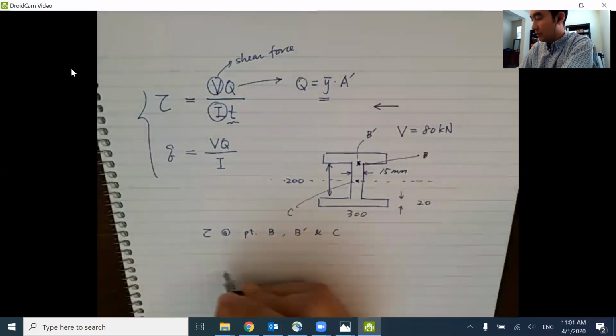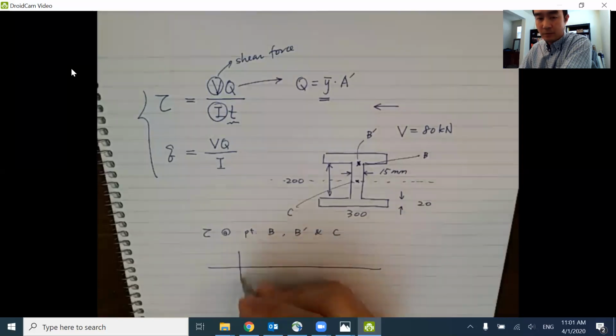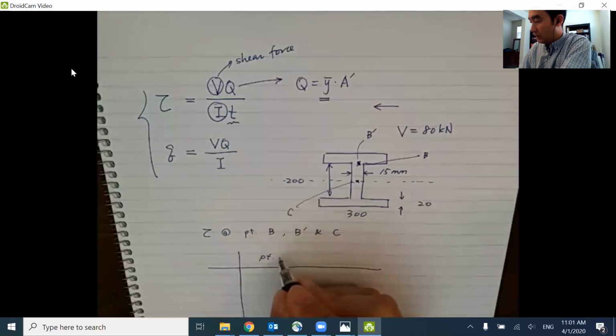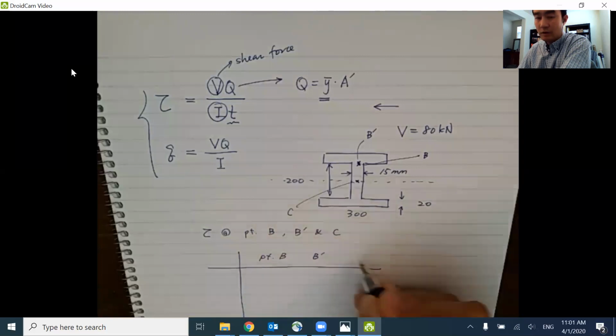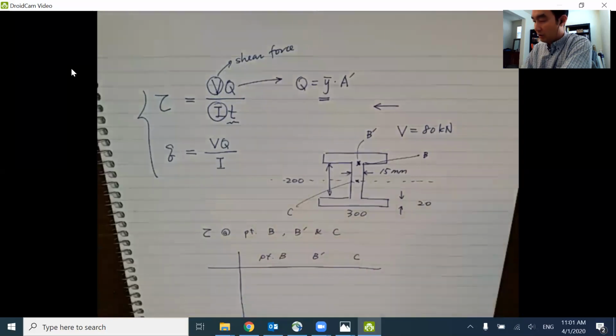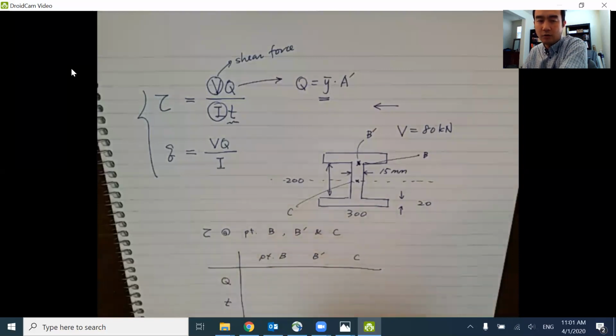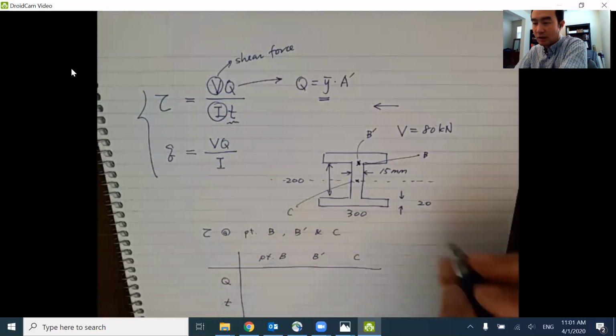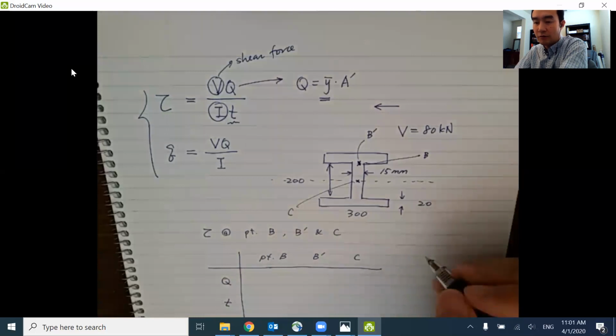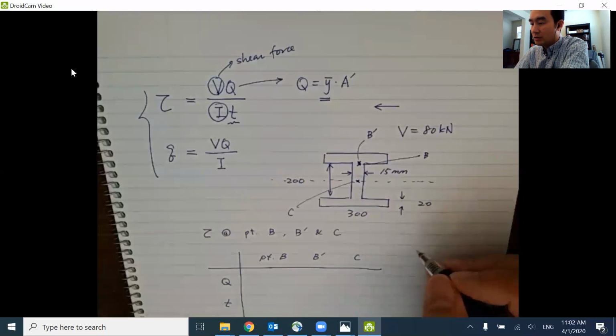So I'm going to make a table here. So point B, B prime, and C, and the corresponding values Q and T. I think we already went through this example in the class up to this point. So I'd like to skip the calculation of moment of inertia. The detailed calculations are available in the solution.